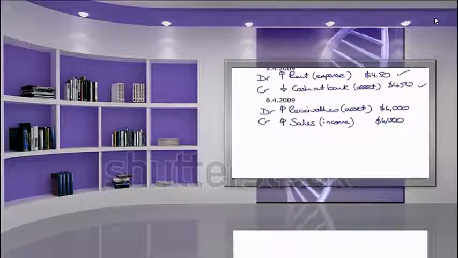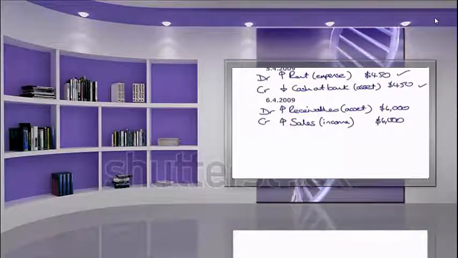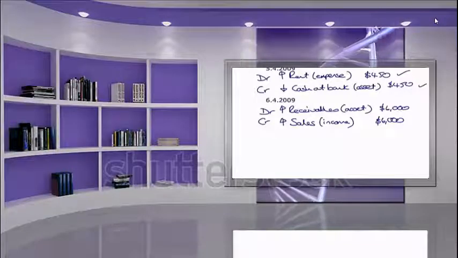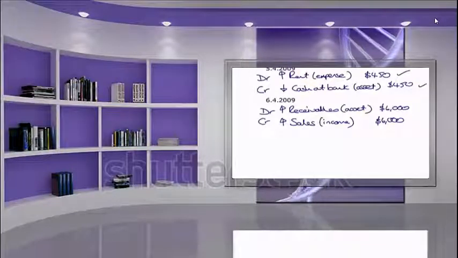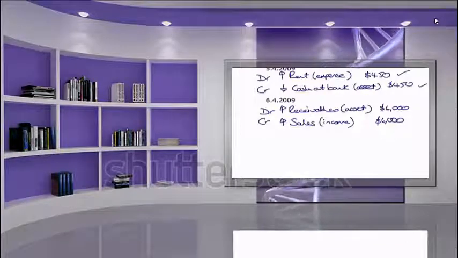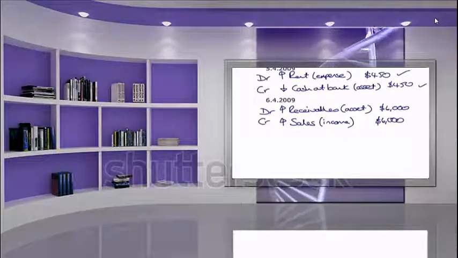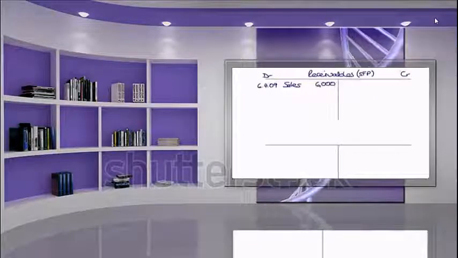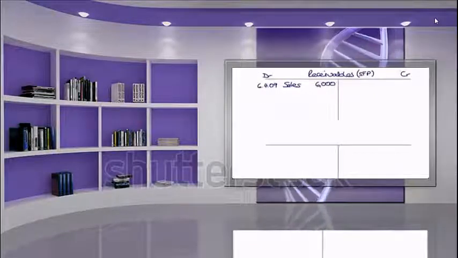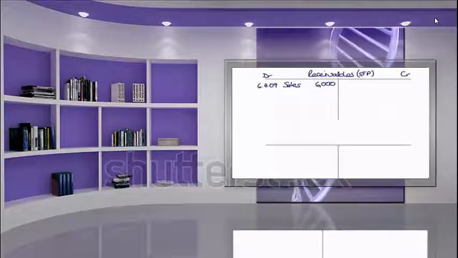Transaction number 6, then, we said we were going to debit receivables assets by $6,000 and credit sales income with $6,000 as well. Remember, receivables is an asset because we sold those goods on credit. A customer is paying us later. Okay, so we've done transaction number 6. Now let's have a look at transaction number 7.